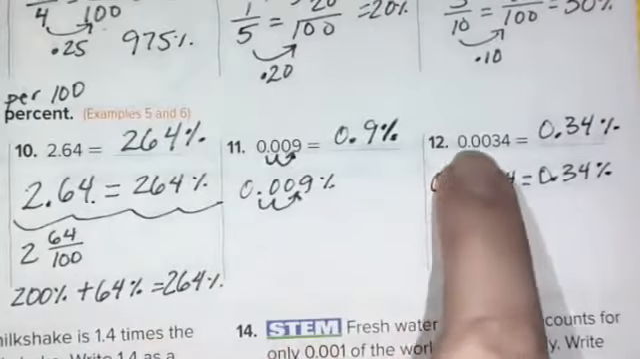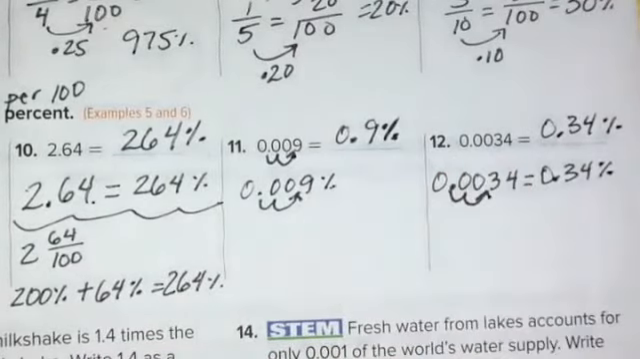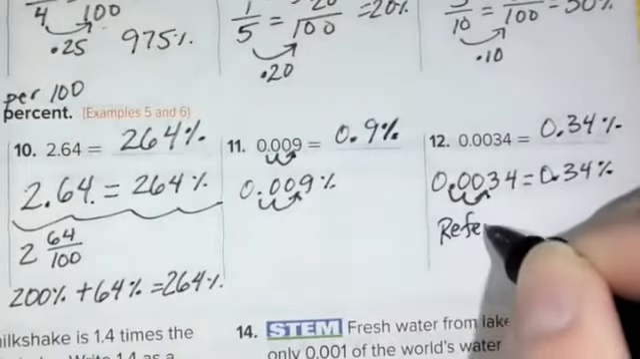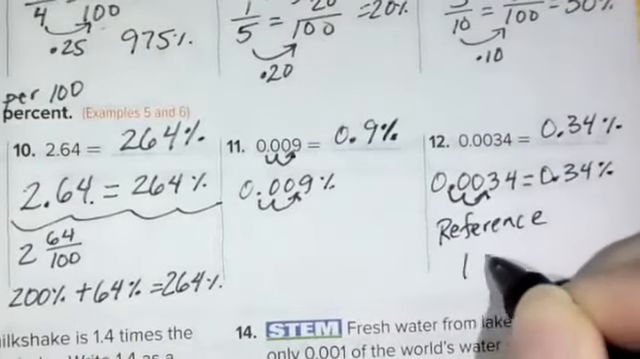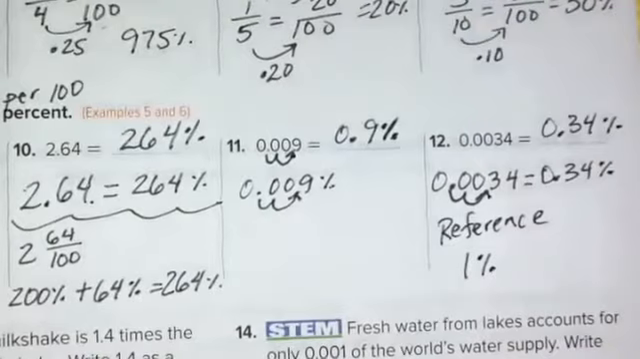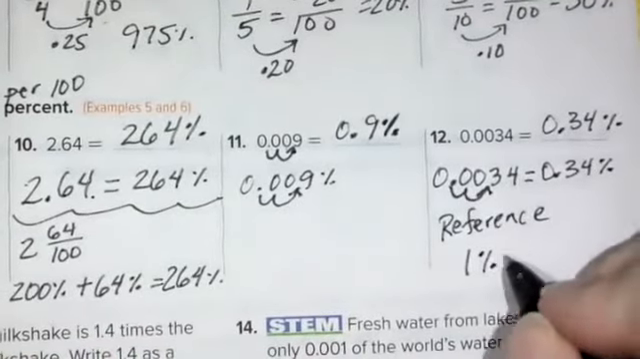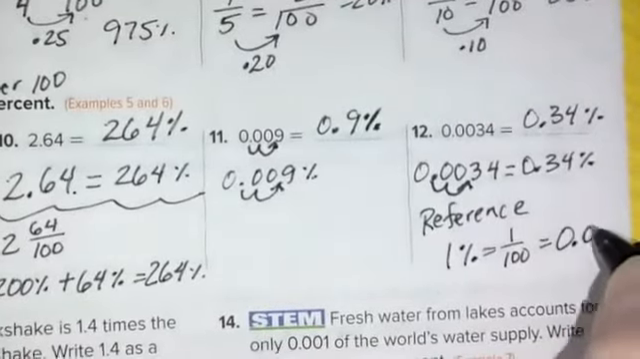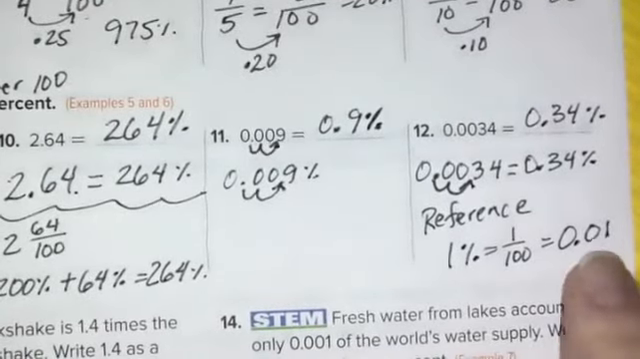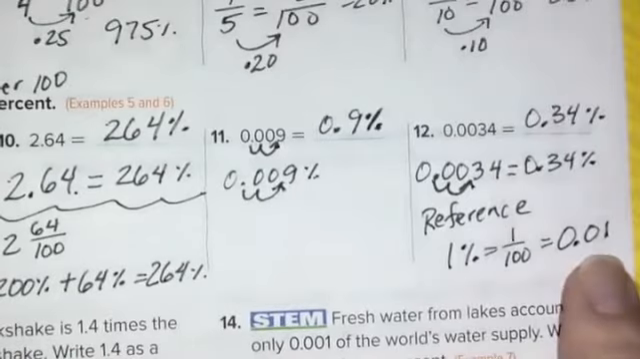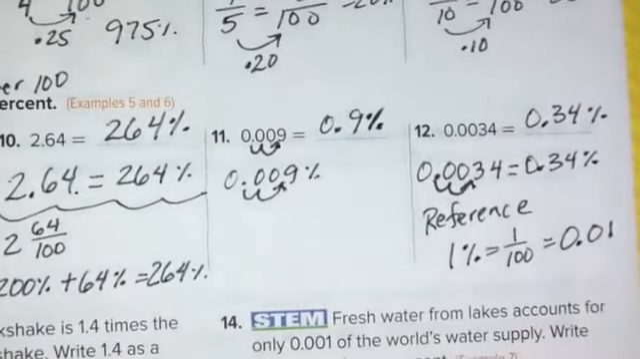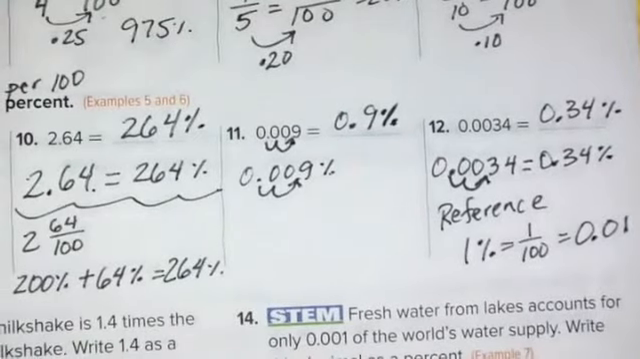So that's less than 1%. And if you ever aren't sure, remember 1%, just for reference, 1% means 1 out of 100, okay? 1/100th, which as a decimal is 0.01, okay? Or if you think of it like money, it's 1 cent. Is this less than 1 cent? Yes. So then it'll be less than 1% when you write it as a percent.